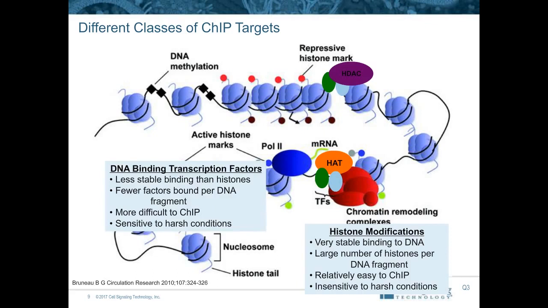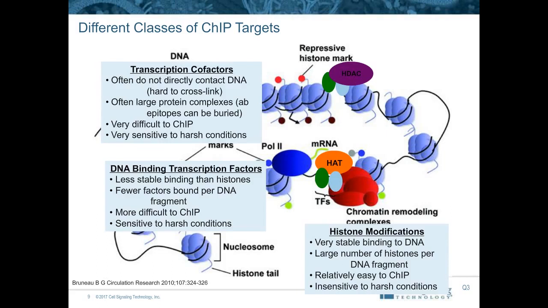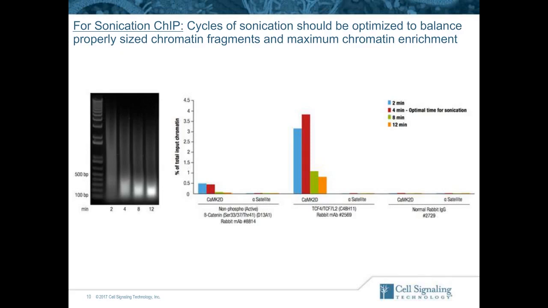DNA-binding transcription factors are less stably bound to the DNA. There's fewer factors bound to the DNA fragment, and these are more difficult to ChIP. They're much more sensitive to harsh conditions. And finally, transcription cofactors, like the SWI/SNF complex proteins, often do not directly contact DNA. They're often part of these large protein complexes. The antibody epitopes might be partially buried, and these are actually very difficult to ChIP and very sensitive to harsh denoising conditions. Now, again, with sonication, one wants to do a bit of optimization with the protocol.